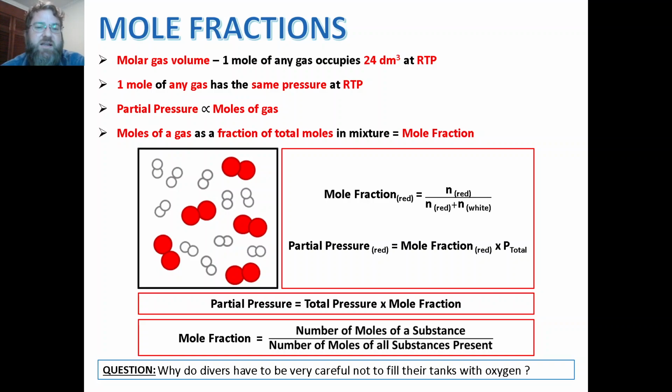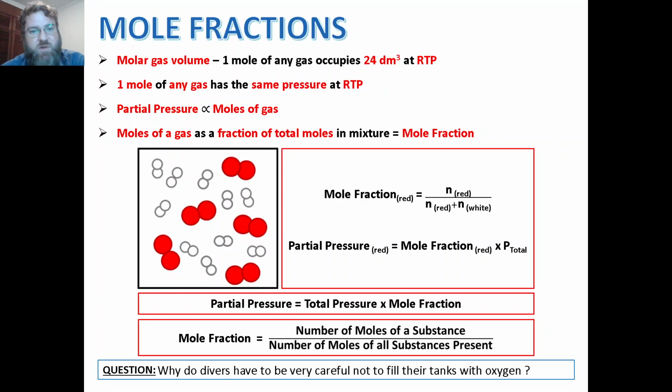So basically the pressure of any gas is proportional to the number of moles of that gas. If you've got a container and you've got 1 mole in it and you double that to 2 moles, then the pressure is going to double as well. So you know that sign from mathematics, directly proportional. Partial pressure, or even pressure, is directly proportional to the moles of the gas.